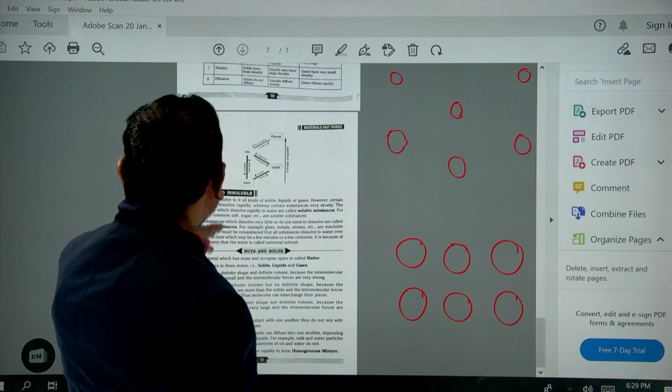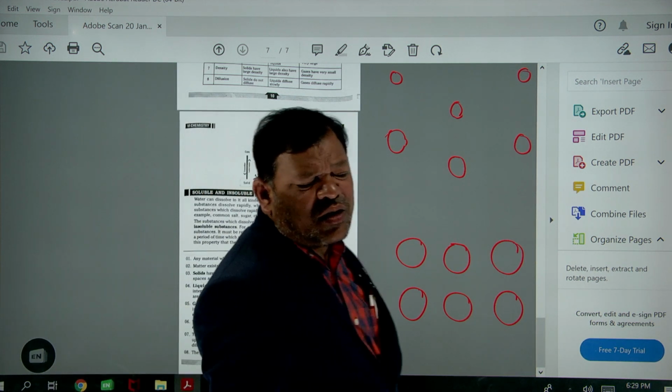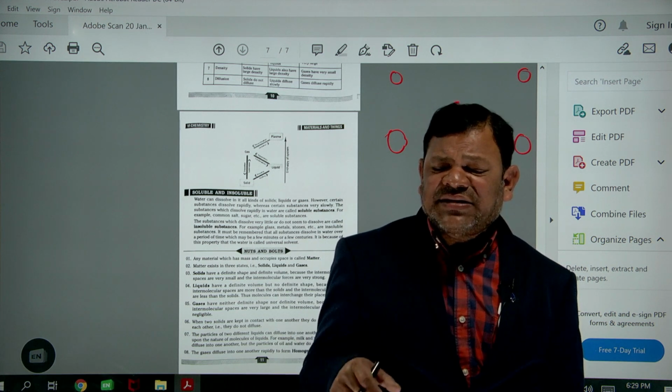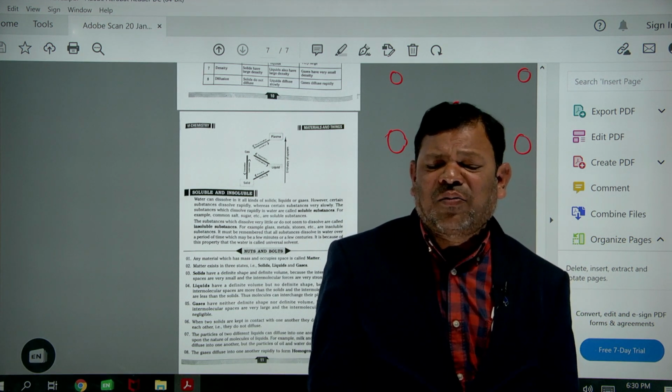The next point is soluble substances and insoluble substances. The things which dissolve in water are called soluble substances.